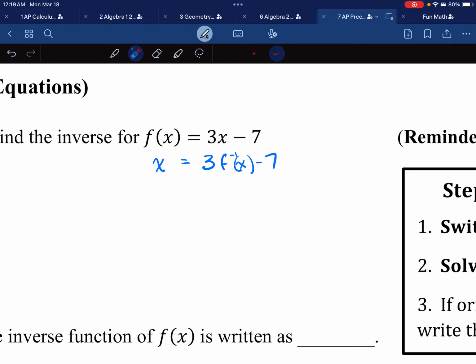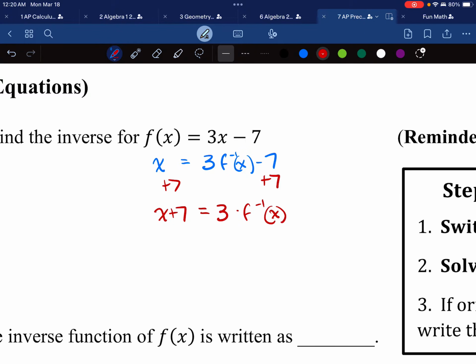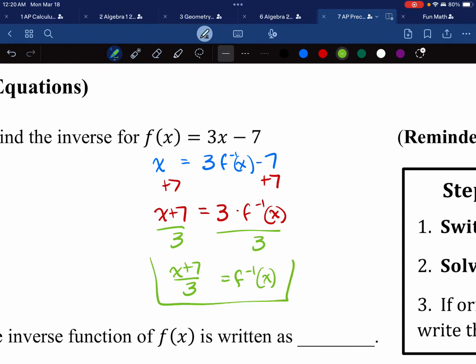Now what we have to do is just set this f inverse of x, get it by itself and isolate, and then we're done. I need to get rid of minus 7, get rid of the 3. Let's get rid of the minus 7 first because I'm undoing PEMDAS, and I'm going to add 7 to both sides. So x plus 7 is equal to 3 times this f inverse of x. And finally, to get rid of that multiply by 3, we're going to divide both sides by 3. And therefore, f inverse of x is equal to x plus 7 over 3. And there's my final answer. This is how you find an inverse algebraically. You switch the x and the y, you solve for y.